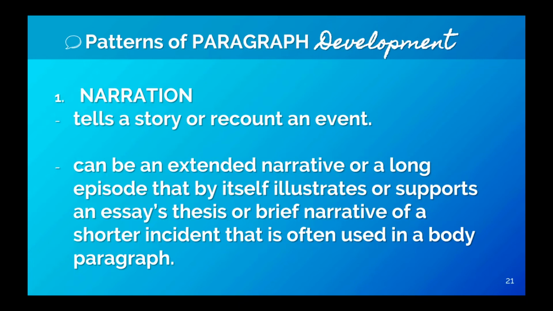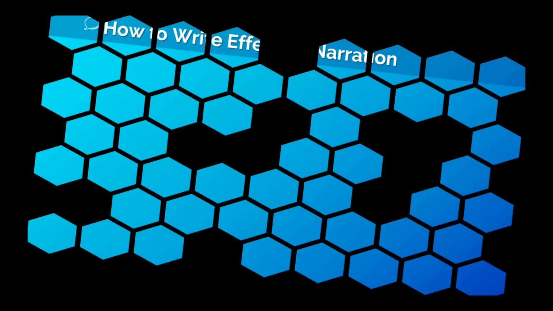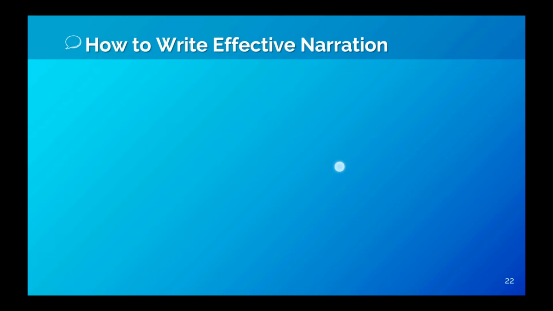So if you know already the topic and you thought of a story that you think is a good way to explain the topic, use it. Tell that story. It can be personal or something that you heard about. And sometimes you can actually invent stories to fit into the topic that you're writing about. Now, here are some things you need to remember to write effective narration.